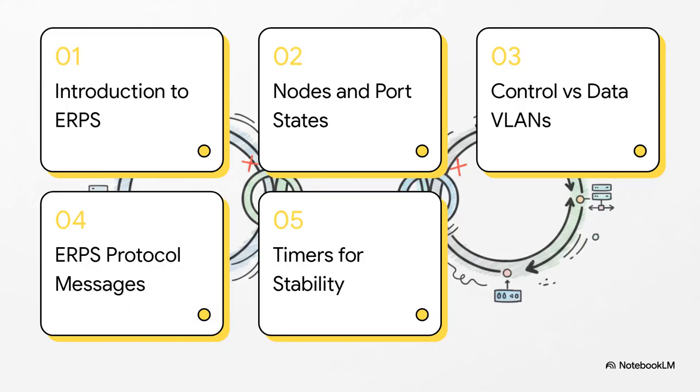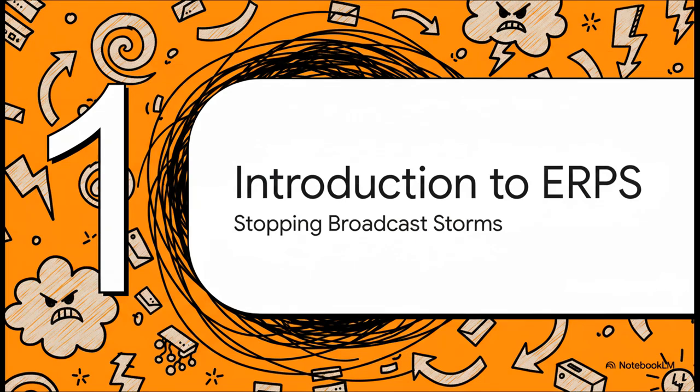Okay, let's look at our roadmap for today. We're going to cover 1. Introduction to ERPS. 2. Nodes and port states. 3. Control versus data VLANs. 4. ERPS protocol messages. And finally, 5. Timers for network stability.